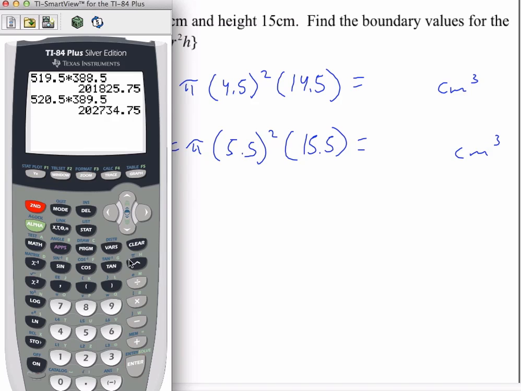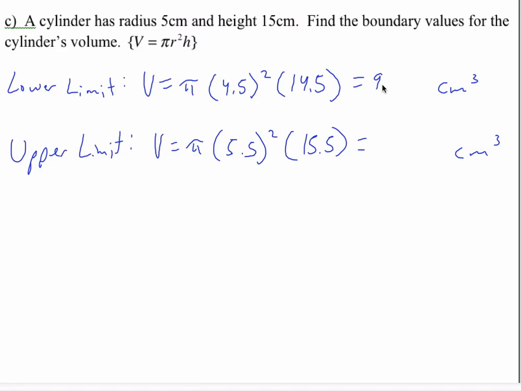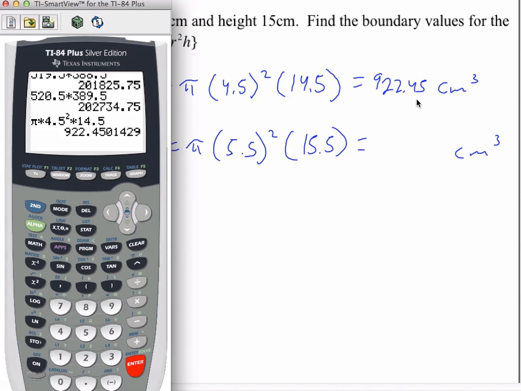Alright, so pi times 4.5 squared times 14.5 gives me 922.45. Okay, and then next we have 0.01.